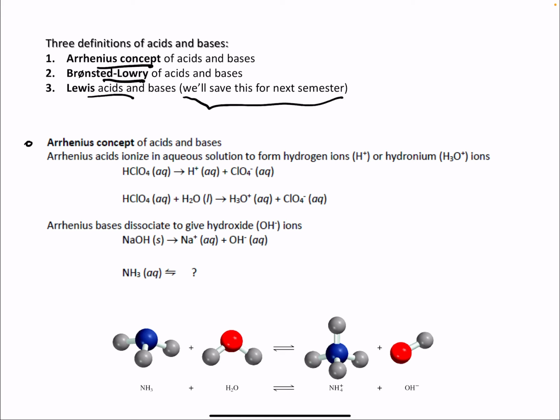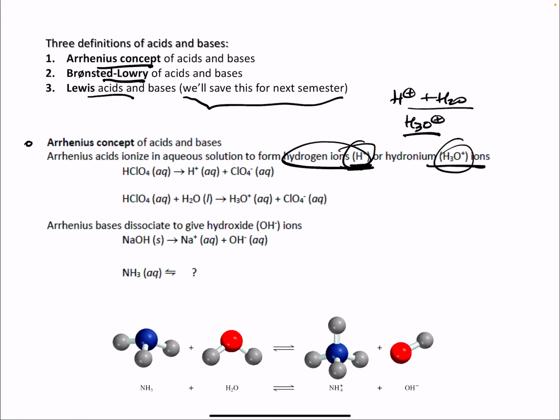So the Arrhenius concept is that Arrhenius acids ionize in aqueous solution to form hydrogen ions. So if you have something that makes H+, or if we draw H+ with water, what we get is H3O+. When protons react with water, we call it hydronium. It's just a more correct way to represent protons when they're in water. But for us, they basically mean the same thing. So if you make protons, H+, or hydronium ions, H3O+, then you are an Arrhenius acid.